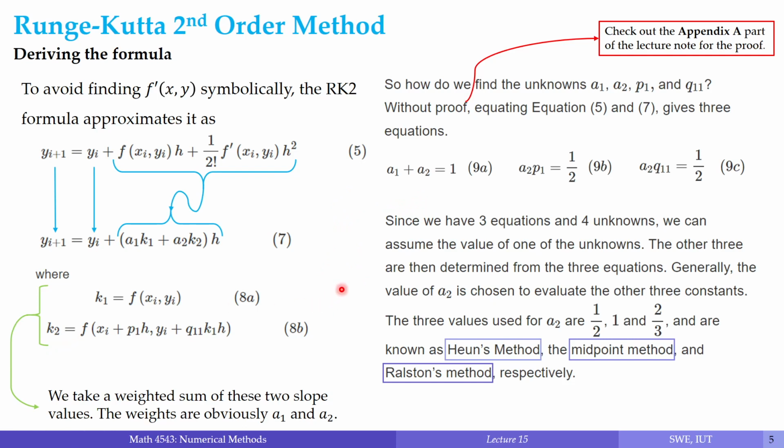Fine. So we have seen that after equating the coefficients, we come up with these three equations, and in order to find the values of four unknowns by solving three equations, we need to assume the value of one of the unknowns. Conventionally we assume the value of a2, and we call the methods Heun's method, the midpoint method, and Ralston's method respectively when the values of a2 are 1/2, 1, and 2/3 respectively. Okay, fine. So we have already talked about these.